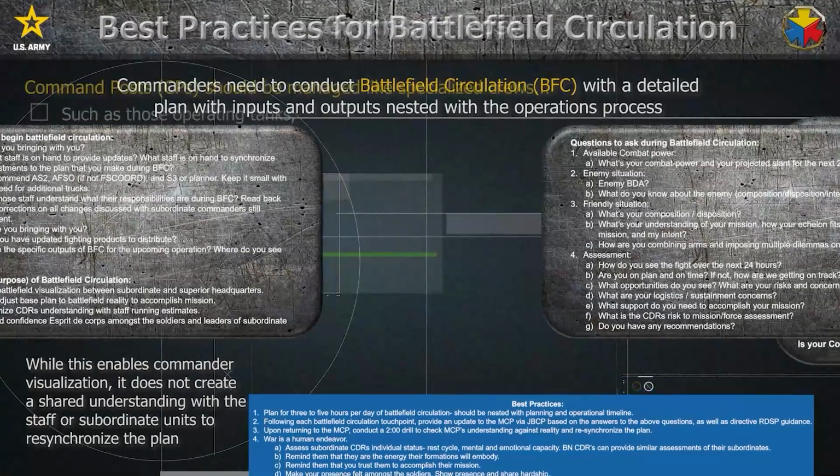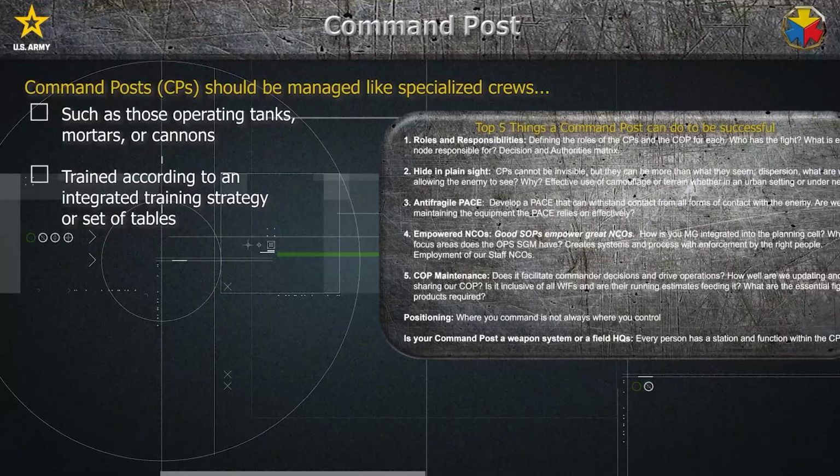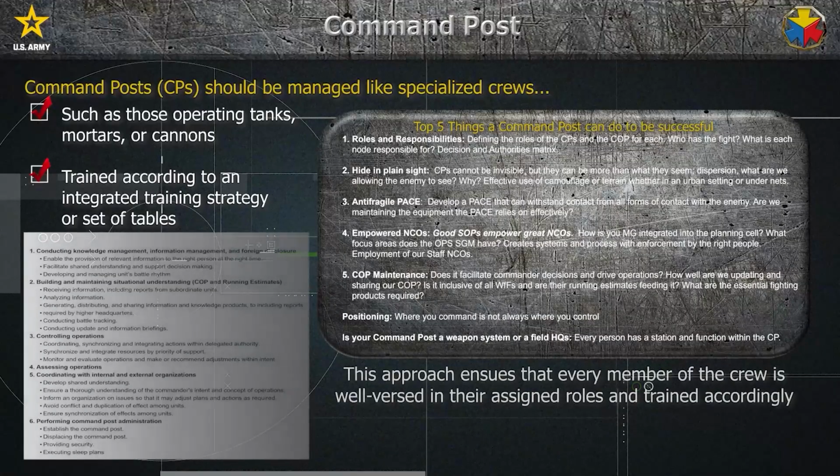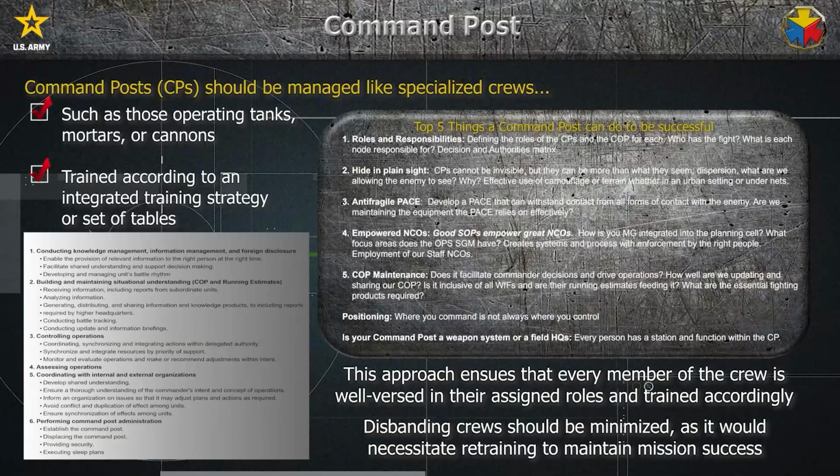Command posts should be managed like specialized crews, such as those operating tanks, mortars, or cannons, and trained according to an integrated training strategy or set of tables. This approach ensures that every member of the crew is well versed in their assigned roles and trained accordingly. Disbanding crews should be minimized, as it would necessitate retraining to maintain mission success.